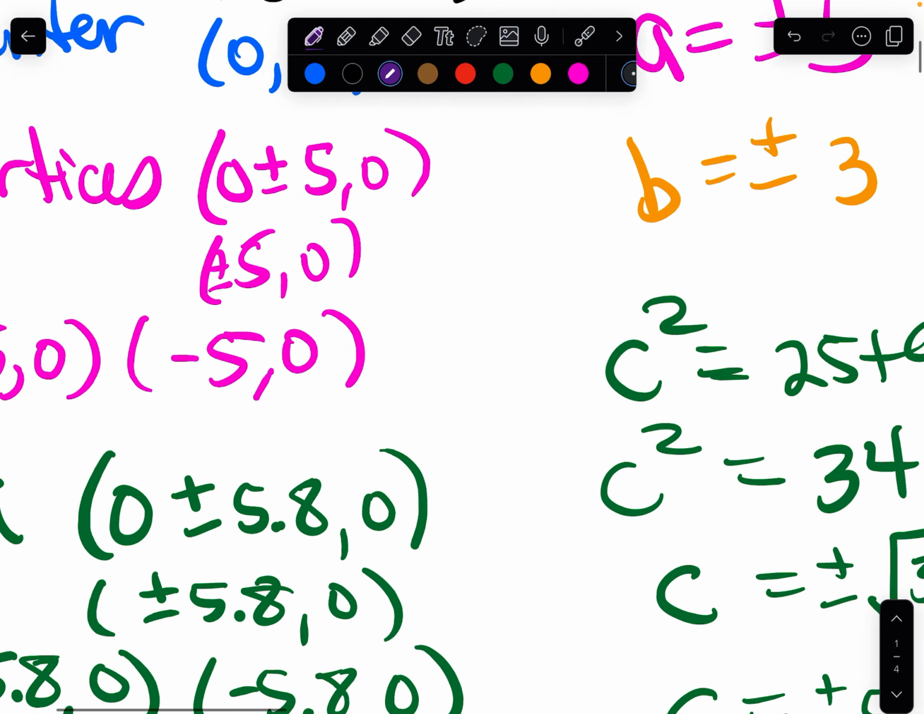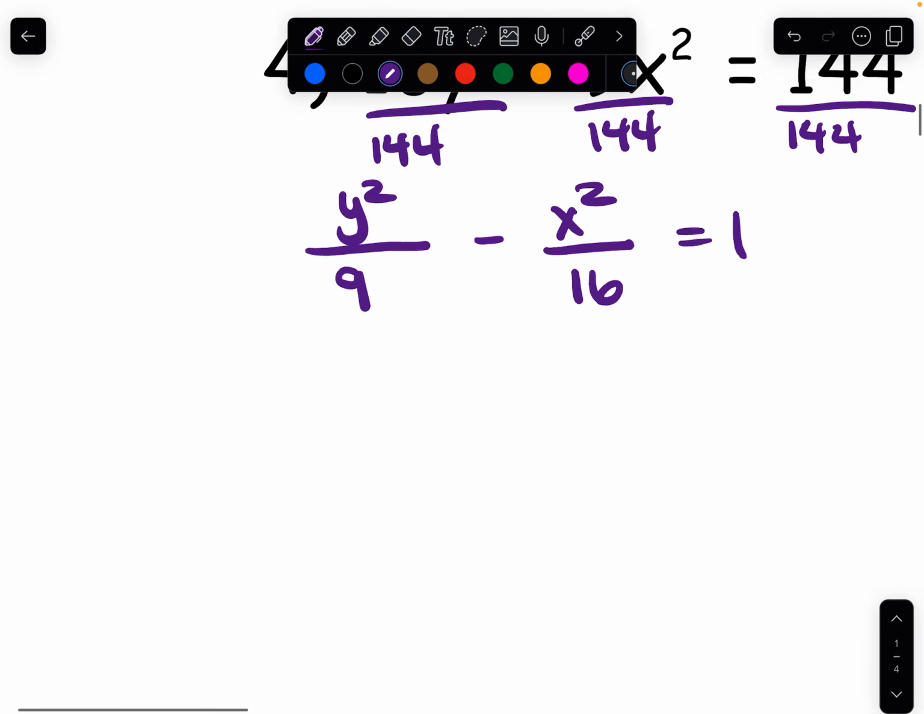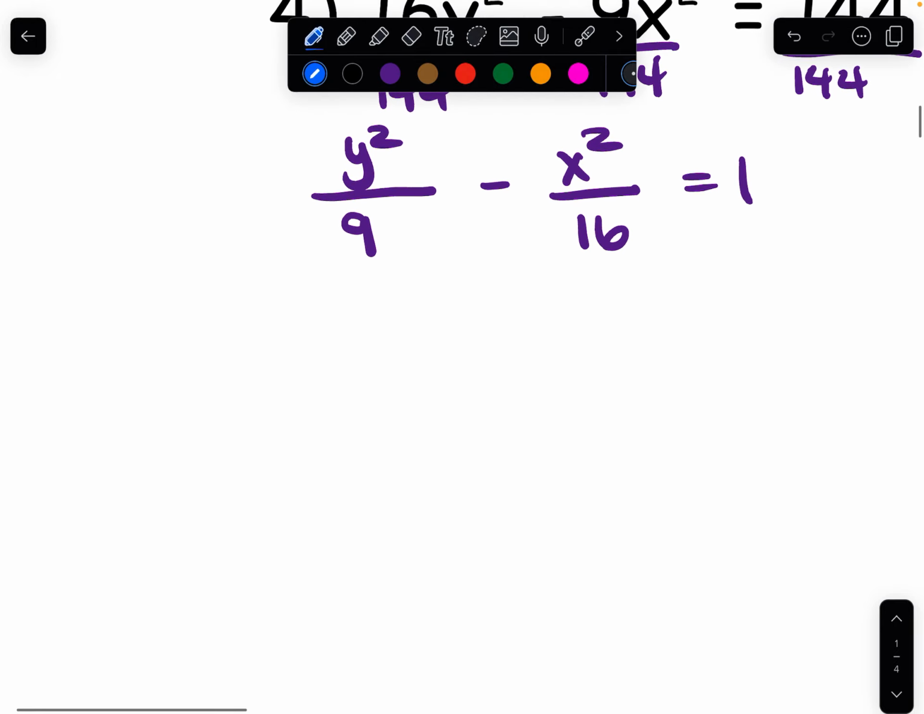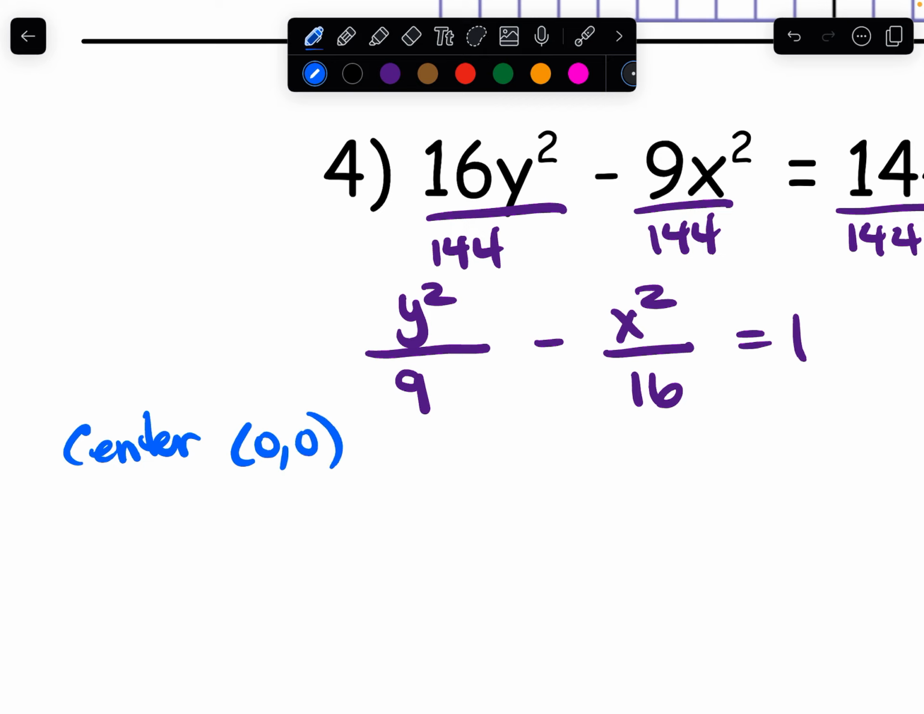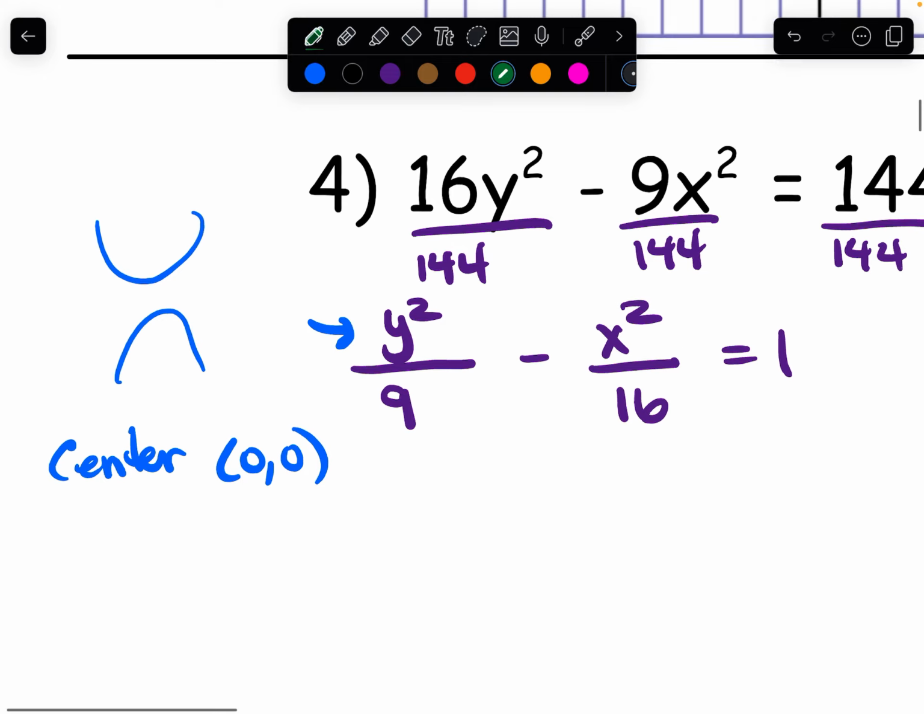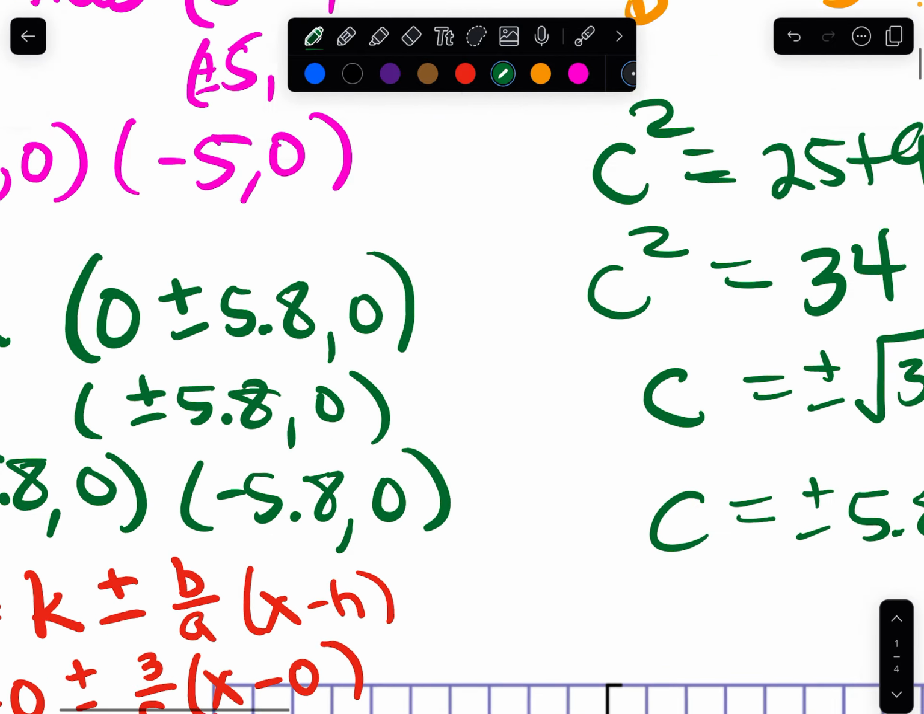Sorry, I wanted center in blue. Okay, so I did my center. Notice nothing is added or subtracted in a set of parentheses, so that means my center is 0, 0. The y comes first, so that means this is going to open up and down. That means that when we find our vertices, I can't remember what color is what, sorry.